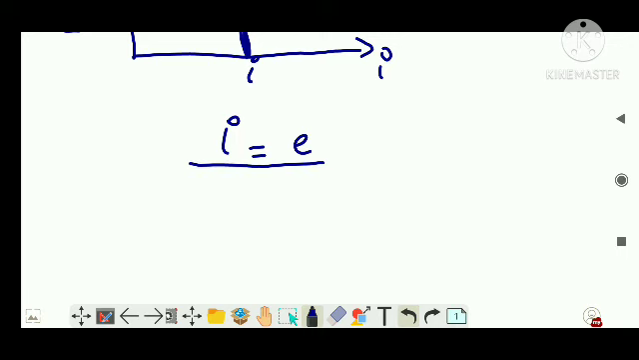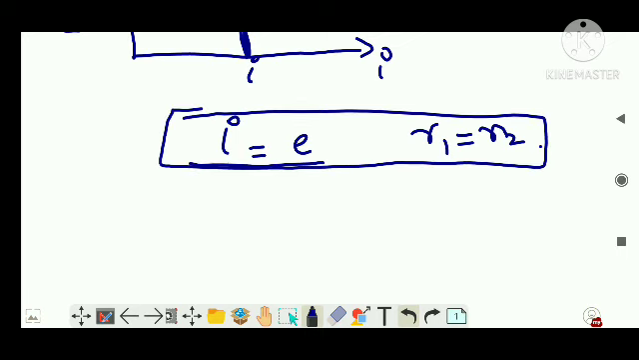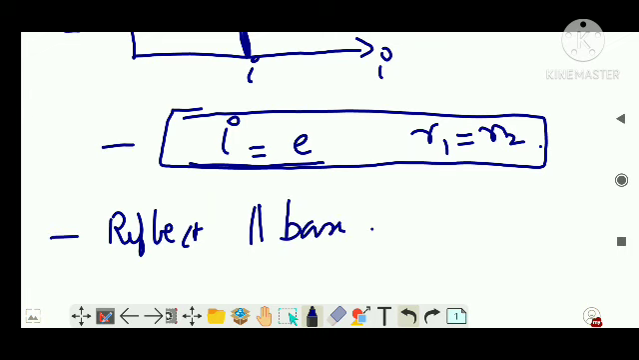So when minimum deviation occurs, it was experimentally proved that the angle of incidence is equal to the emergent angle. Similarly, R1 is equal to R2 from the figure. It was experimentally found that the angle of incidence equals the angle of emergence and R1 equals R2 when the minimum deviation occurred. Clear? Another thing which was found was that the refracted ray is parallel to the base. These are the things which were found when the prism was undergoing minimum deviation. Clear?